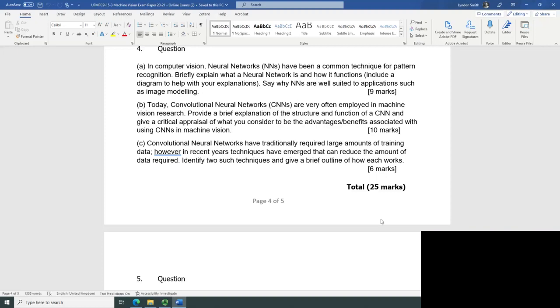Because, not surprisingly, being called a convolutional neural network, you've got convolution filtering. Convolution and filtering are the same thing. The kernel is a filter kernel.